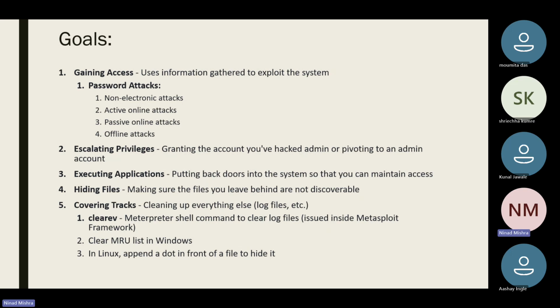Okay, so basically system hacking is something where the attacker, once he has gained access to your network, will try to enter into one of the systems, and he'll do that using these methods of system hacking. Now, there are certain goals for system hacking. One is gaining access, obviously, to exploit the system, for which there are different types of password attacks. Those are non-electronic attacks, active online attacks, passive online attacks, and offline attacks. We'll see those types of attacks in the further slides, and then we'll try to understand them.